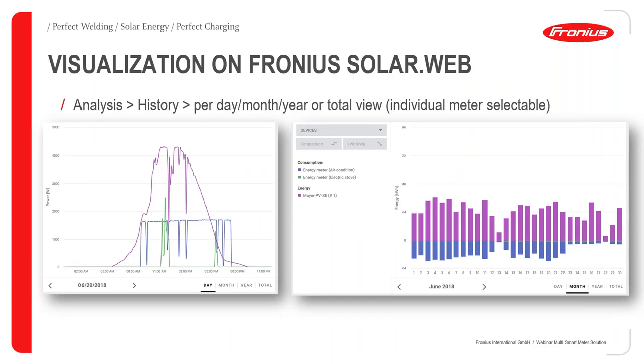But like we can see here in this next slide, there is the possibility to go on SolarWeb under the setting analysis, history, and then we can select per day, month, year, or in the total view, all the individual meters, and then they are pictured individually. So here, for example, we have a system with 3 or 2 different energy meters, one for air conditioning and one for electric stove, just to measure independently, and they can be pictured here independently then. So this would be 2 different ways then to show or visualize the secondary smart meter as well.